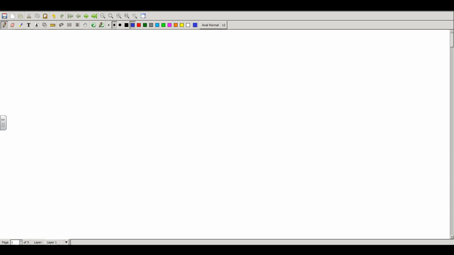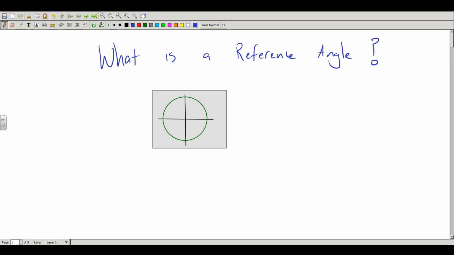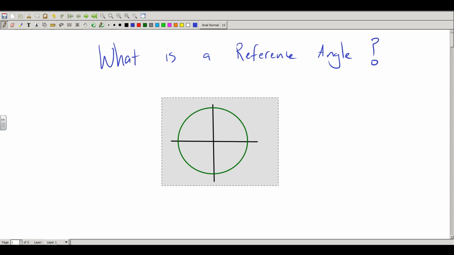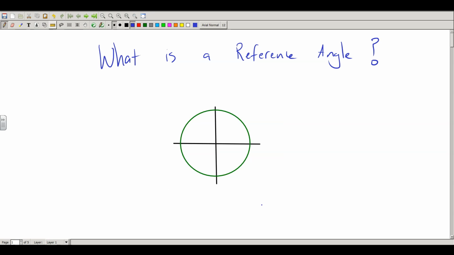All right, so I want to talk about what is a reference angle. What is a reference angle? Okay, so if we think about drawing any angle, any rotation, let's just think about a unit circle here. If we think about drawing any angle, let's say we have our initial side and we rotate somewhere. Let's say we land right here.